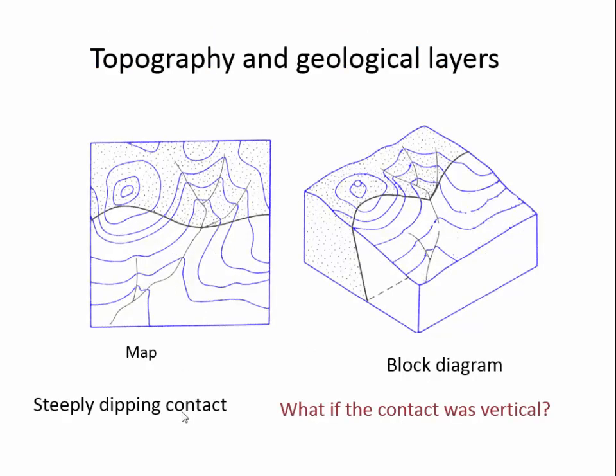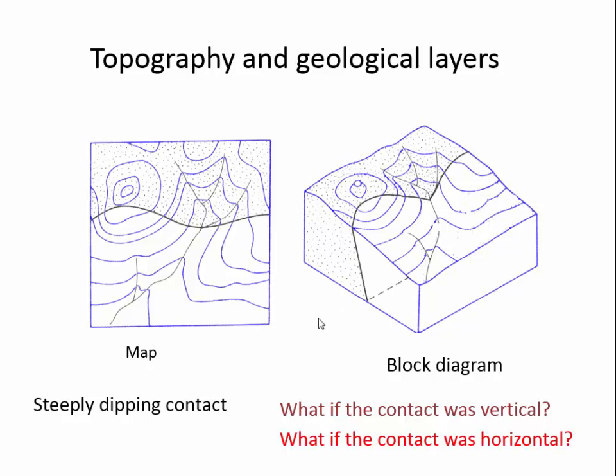Let's think about what if a contact was vertical. I'm pretty sure you can figure that out. If that contact here was vertical, the outcrop pattern of this contact on a topographic map would be a straight line. This contact here is not quite vertical, but almost, and that means its outcrop pattern is a little bit wavy, bending a little bit, responding to the valley and to the hill that it runs through here, but not very strongly, much less than the shallowly inclined contact.